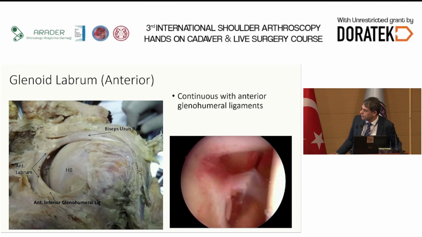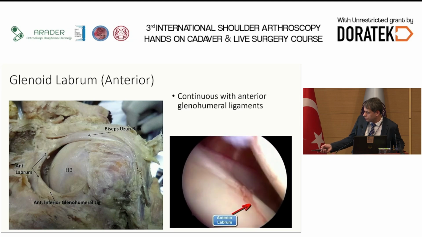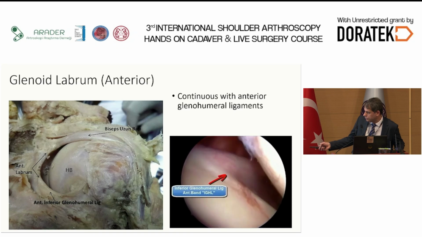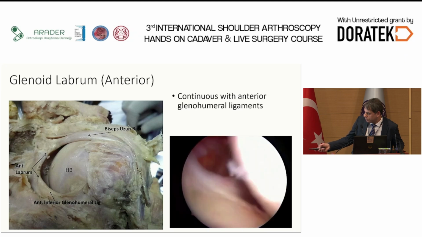This is the anterior side. On the anterior side, the main ligament is the inferior glenohumeral ligament. You see here the anterior labrum, and this is the inferior glenohumeral ligament, the anterior bundle of the inferior glenohumeral ligament. This is the cadaver dissection. You see, this is the inferior glenohumeral ligament anterior bundle.